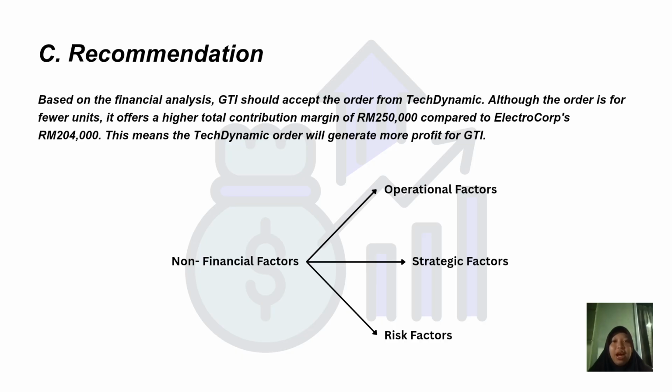Based purely on the financial numbers, I recommend that GTI accept the order from Tech Dynamic. This decision will generate 46,000 ringgit more in profit compared to the Electrocorp order.